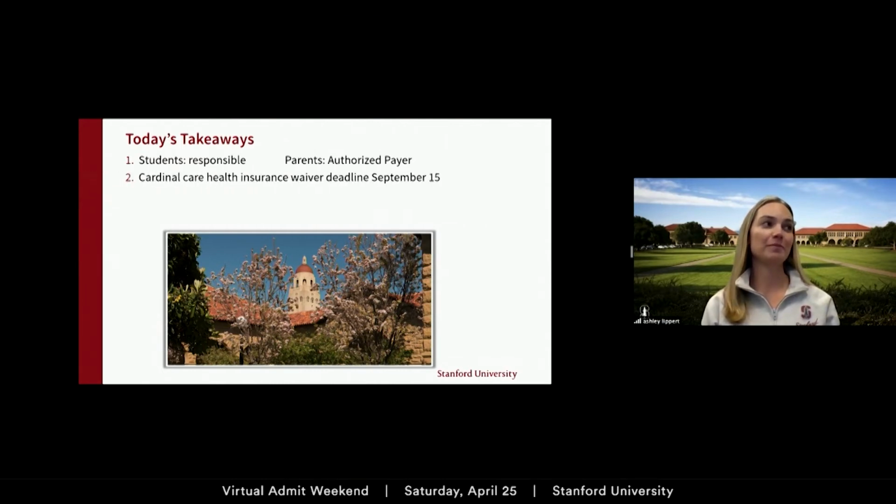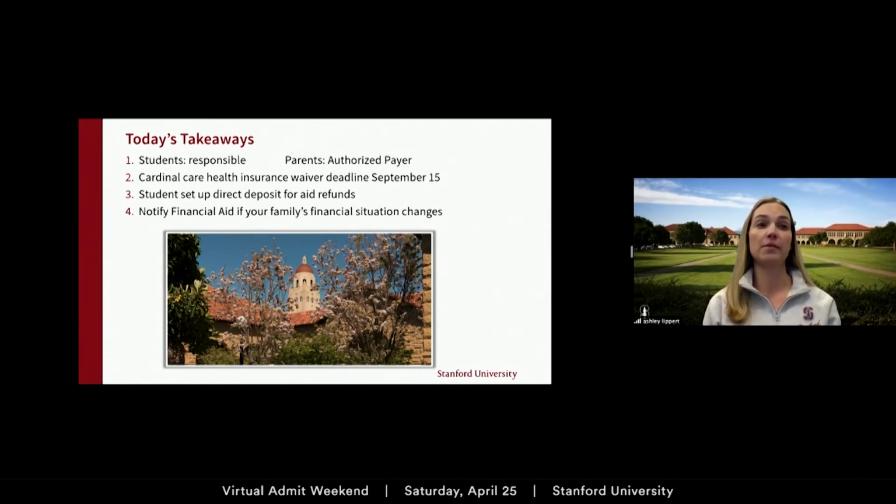Number 2, remember to waive your Stanford health insurance if your student already has adequate coverage. Number 3, students should enroll in direct deposit to ensure any expected financial aid refunds are issued quickly and securely. They will also learn how to do this over the summer. And finally, number 4, work closely with financial aid if your family's financial situation changes.